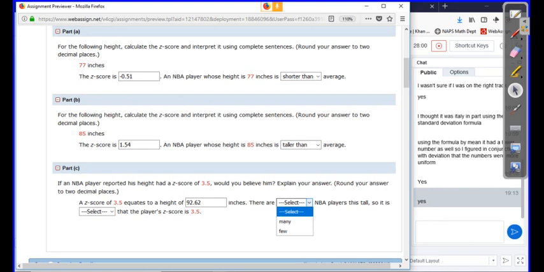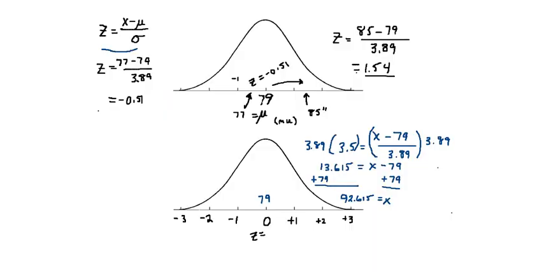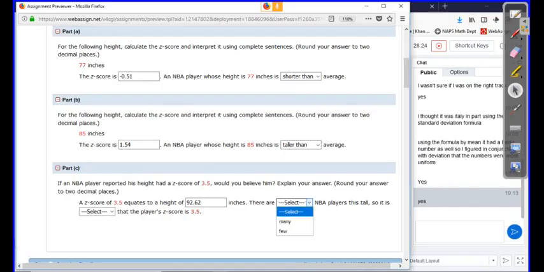Let's see, are there few or many? Well, if we look at where this falls on the curve, it's way up here at the high end of the distribution. 3.5 standard deviations is pretty far to the right. So there have got to be very few players who are that tall. For an NBA player this tall, it is very unlikely that the player's z-score is 3.5, so somebody must have made a mistake. All right, so this is how that example works out.